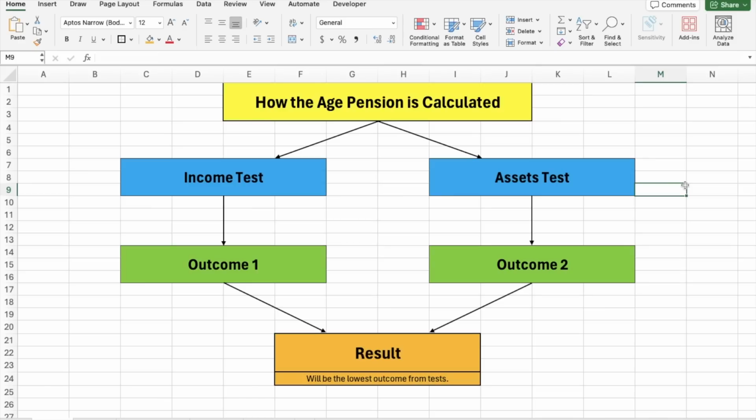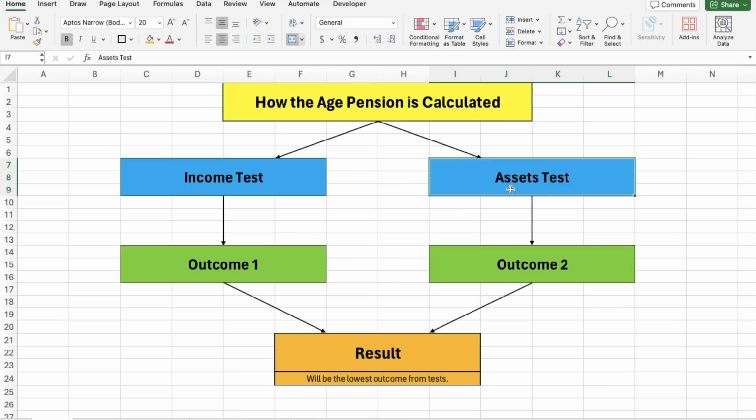Hello and welcome. In this video, I'm going to show you how to calculate the age pension, including the two tests that are used in the calculation, which are the income test and the assets test, which will determine whether you get the age pension, and if you do get it, how much you receive. And then at the end of this video, I'll also touch on some common methods people use to increase the amount of age pension they receive.